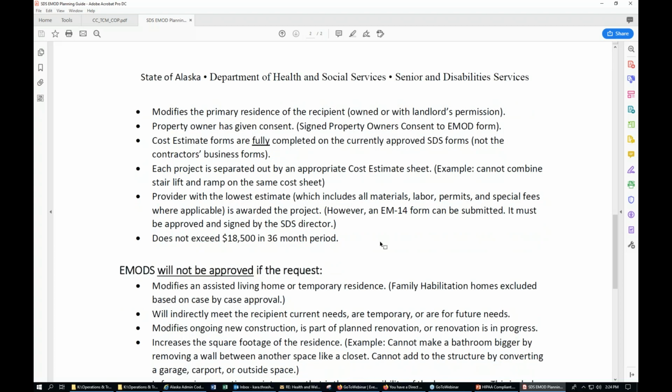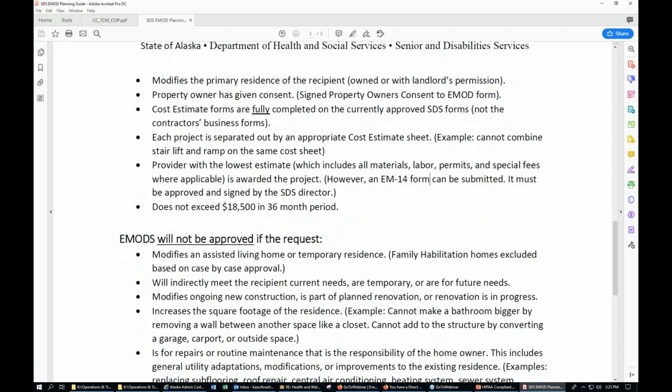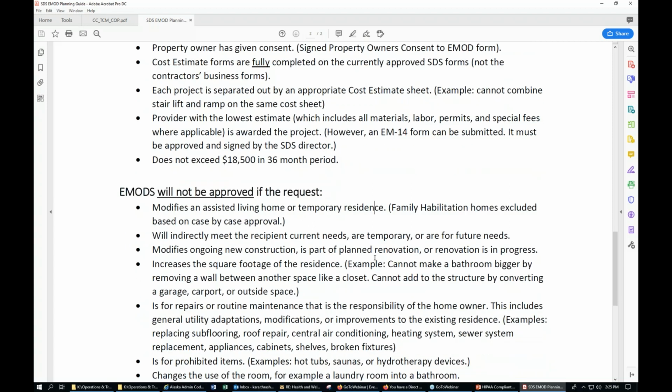The provider with the lowest estimate is awarded the project. However, if that is not going to work for the person, you can submit that form that says, we need to pick a different one and here's why. That will be reviewed and signed by our SDS director. So it has to be a legitimate reason why, like they can't complete it in time or something like that. And then it doesn't exceed the monetary limit.